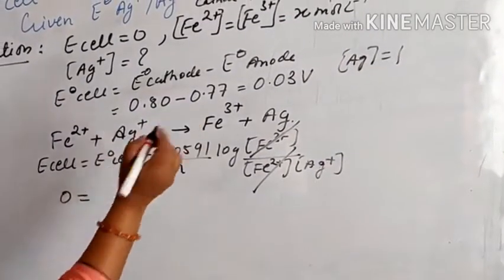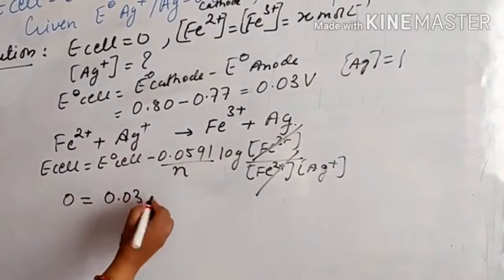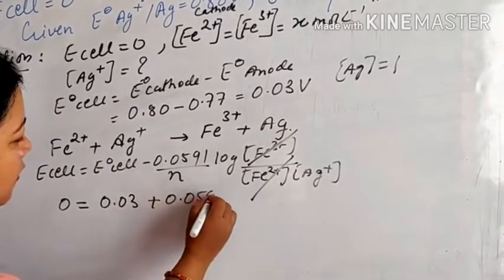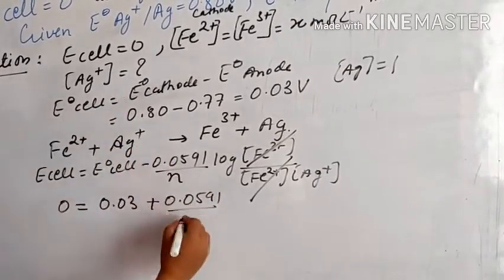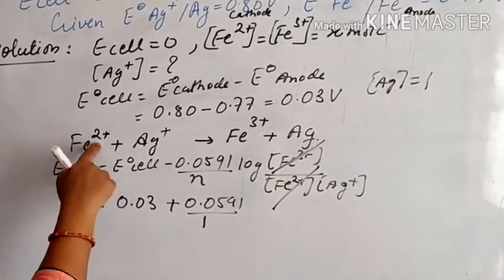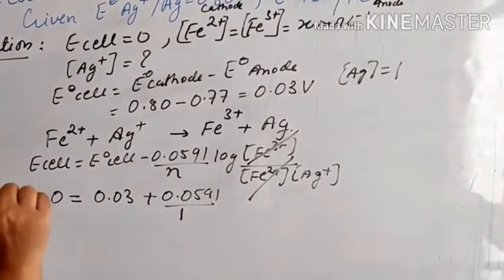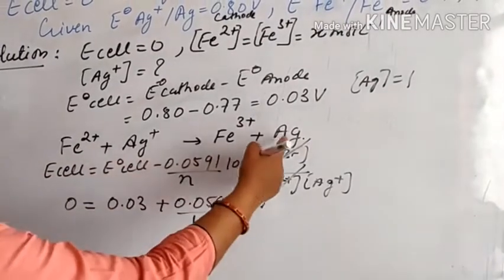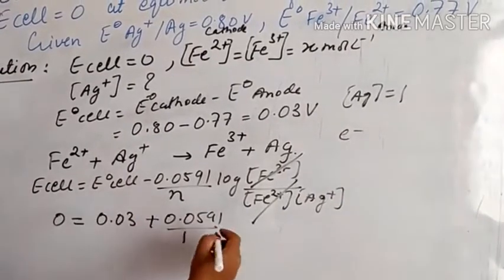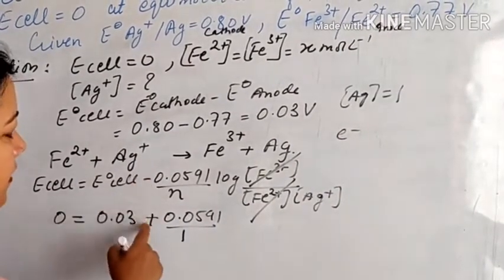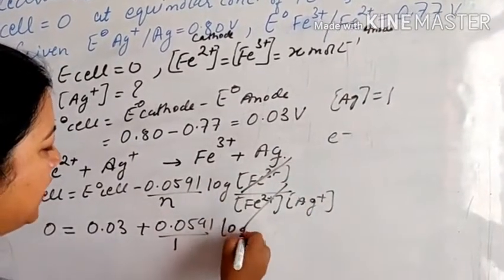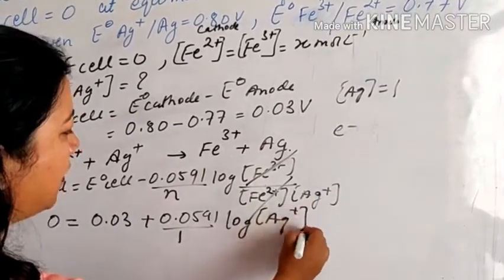E naught cell we have calculated is 0.03, and changing the minus sign into plus, it becomes 0.0591 upon n, where n equals 1 because the number of electrons involved in the equation is 1. Fe2+ changes into Fe3+, loss of 1 electron. Silver ion changes into silver, gain of 1 electron. Therefore the value of n is 1. And since we changed the sign into plus, Ag+ will come in the numerator, so it will be log of Ag+.